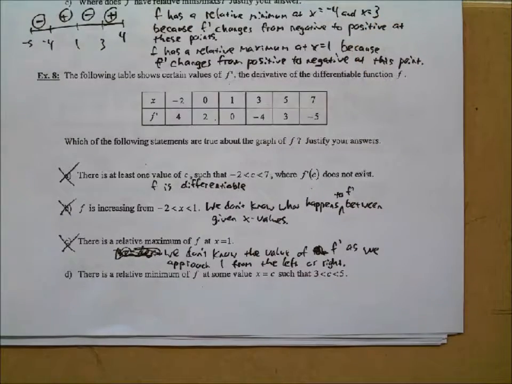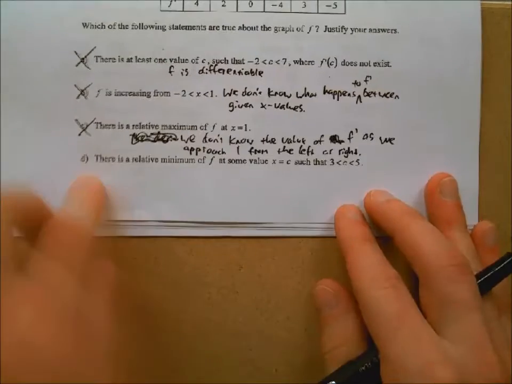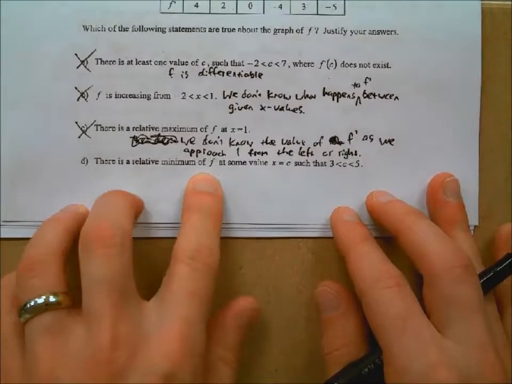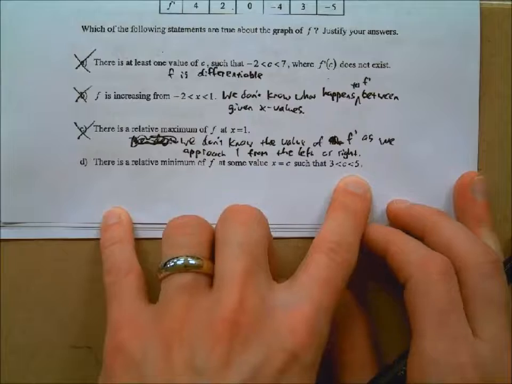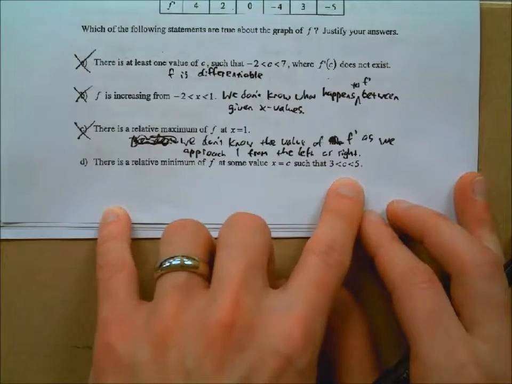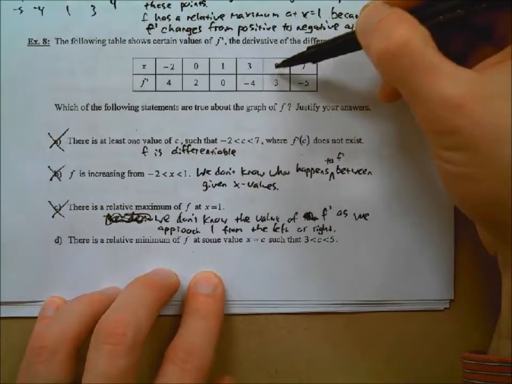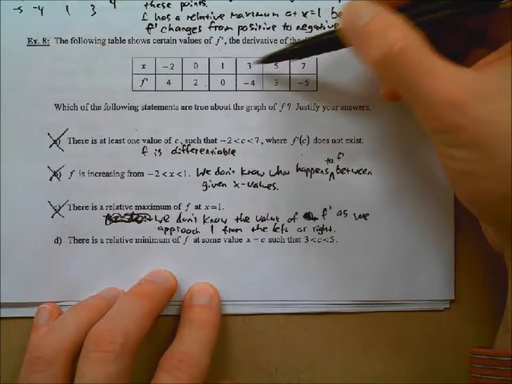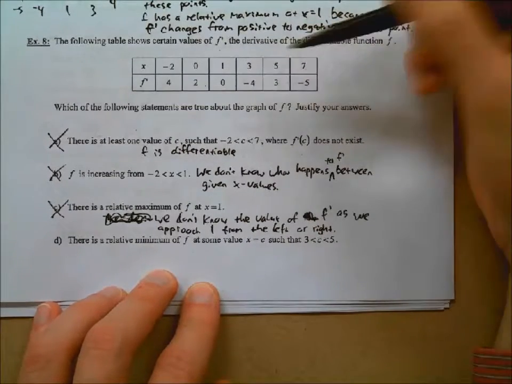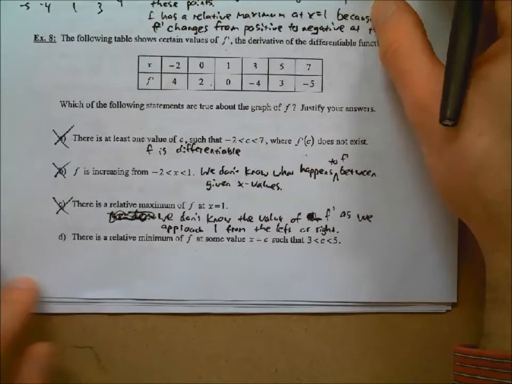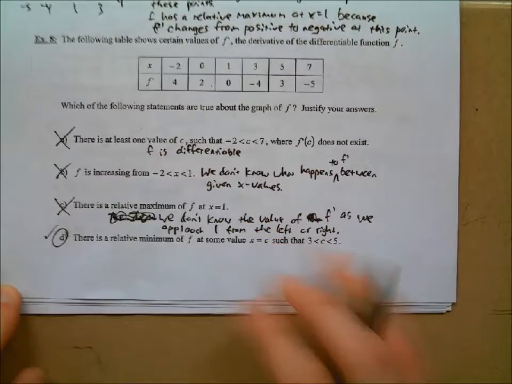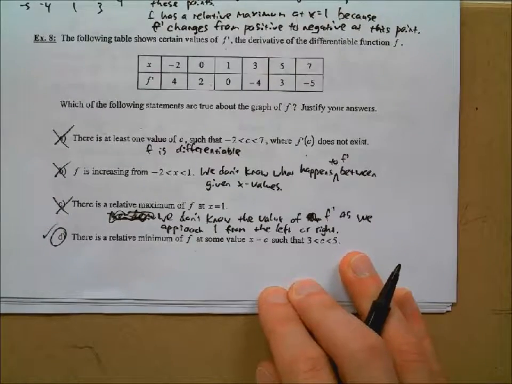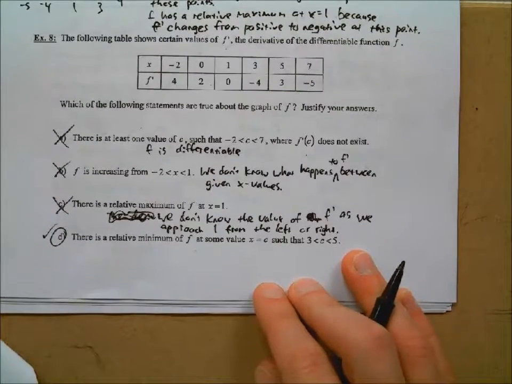Okay? And then finally, letter D. There is a relative minimum of f at some value x equals c such that 3 is less than c is less than 5. So in other words, between 3 and 5, there must be a relative minimum there. True or false? This one is true. Okay? This one is true. And this is really by the intermediate value theorem here.